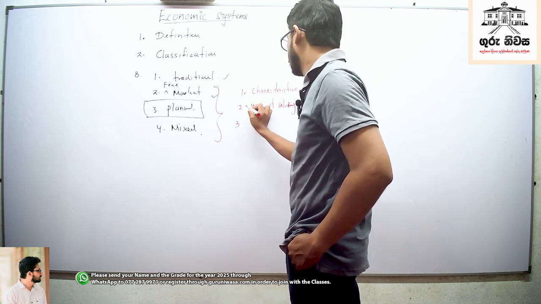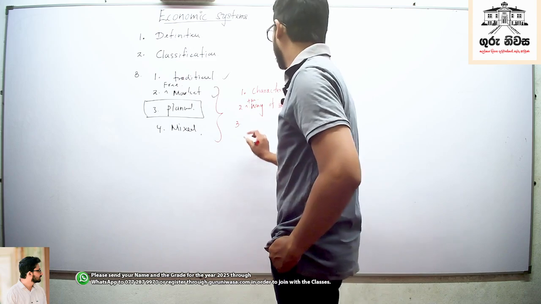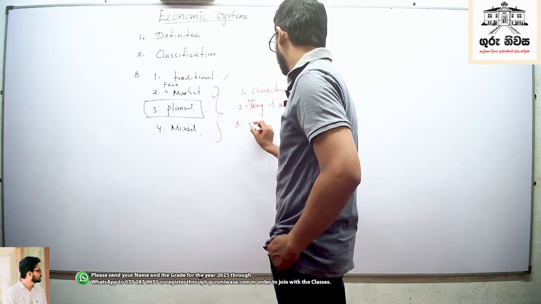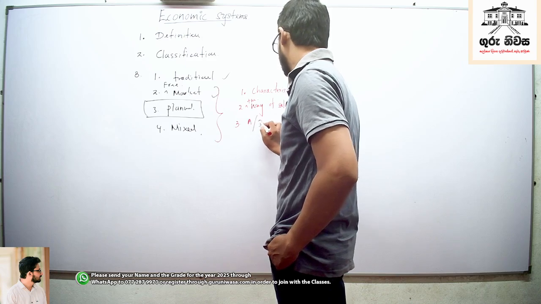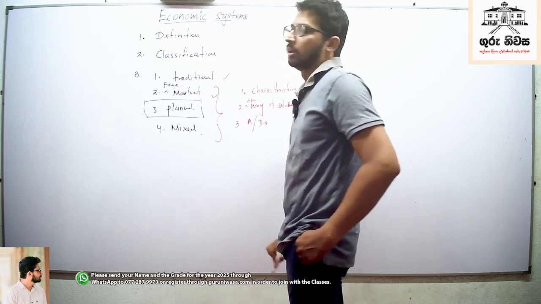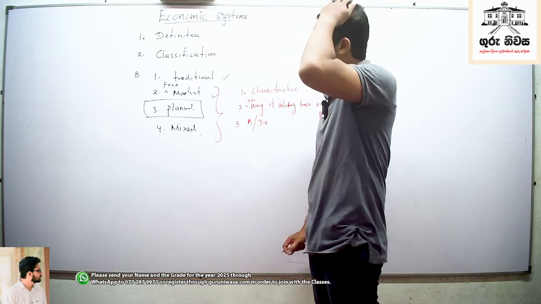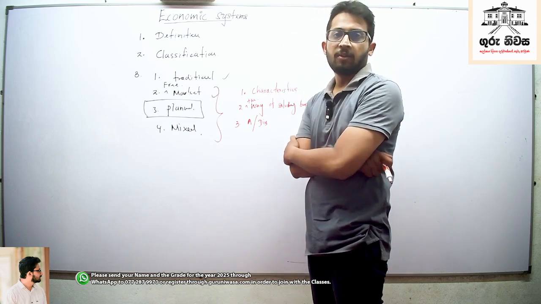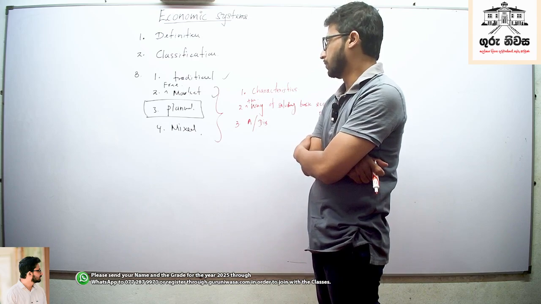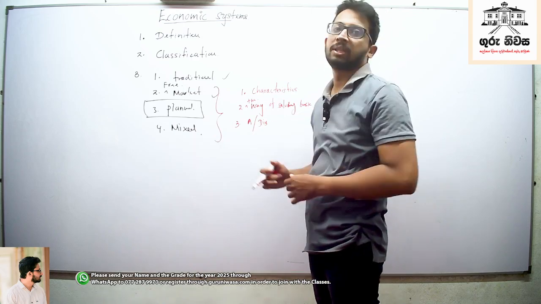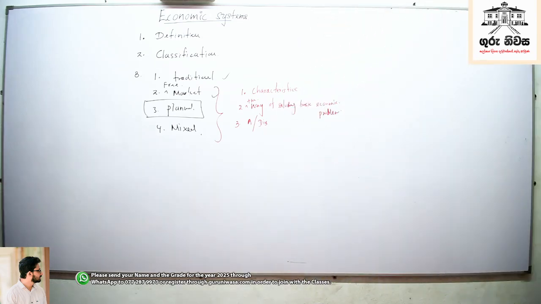Third one is advantages and disadvantages. Nothing is perfect. Every economic system has its own advantages and disadvantages. This is the areas you should know. Today I'm going to start planning. This is the structure of this lesson, right? Okay. Here we go.